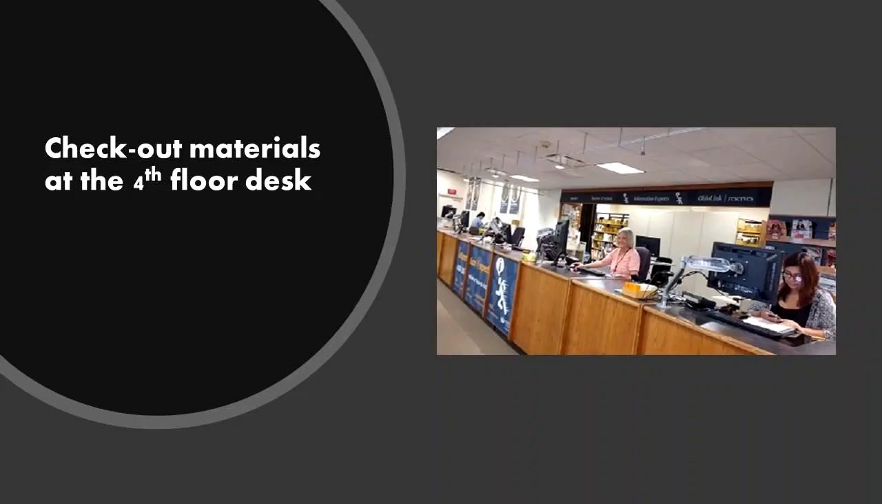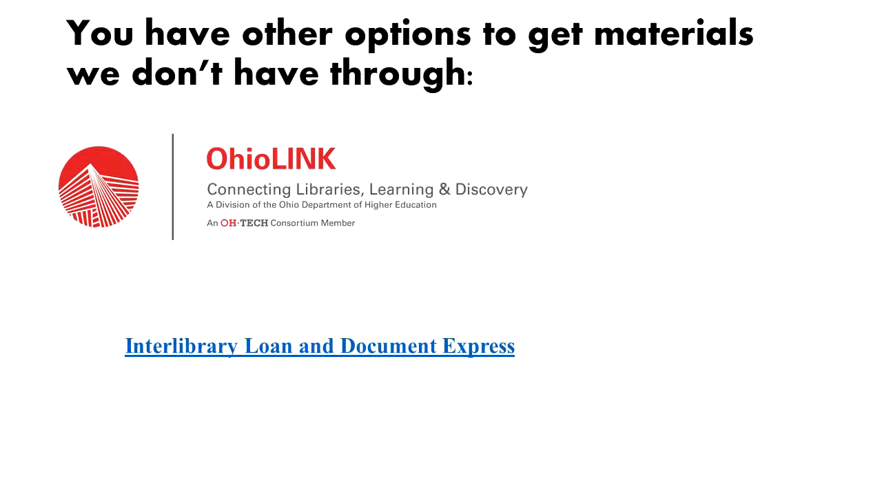The service desk on the 4th floor is where you check out books, request videos, and course reserves. Pick up Ohio Link and interlibrary loans. You can return borrowed materials here or drop off at the drop boxes outside the 4th floor and 2nd floor entrances. Other options to get materials we don't have in our collections is through Ohio Link and interlibrary loans.